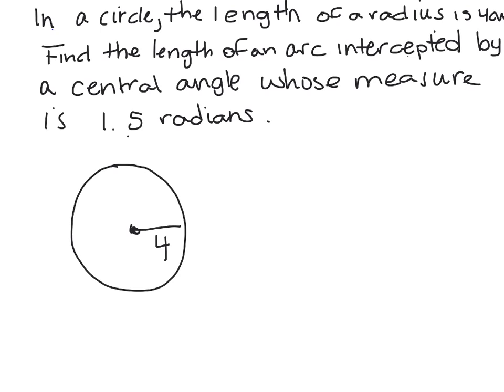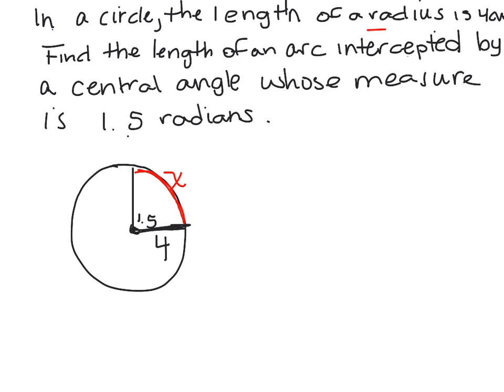And it says, find the length of an arc intercepted by a central angle. So now I have the central angle. Remember, central angles are formed with 2 radii. So here's my central angle, and that central angle is 1.5 radians. And I'm looking for the length of this arc here.